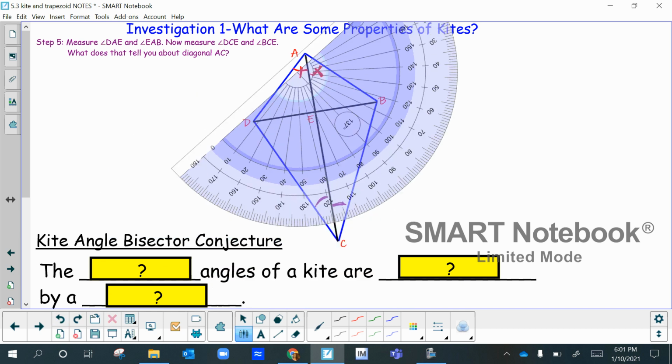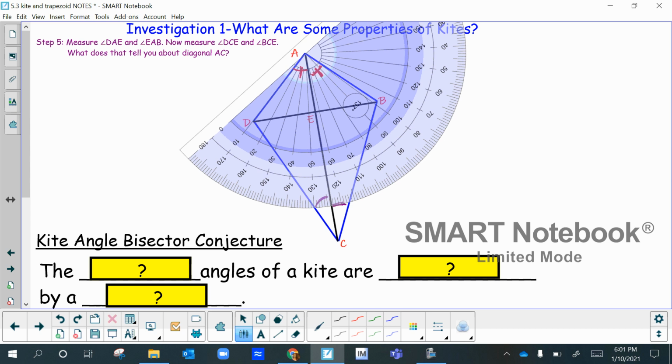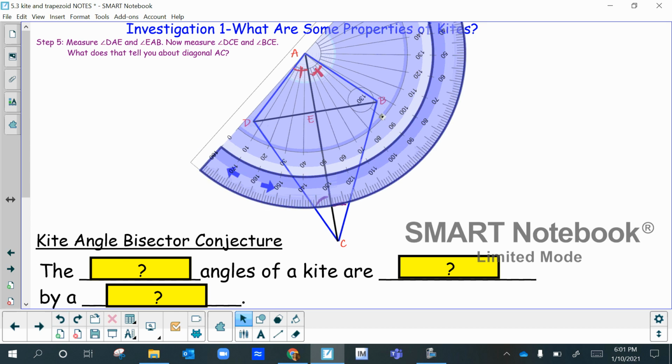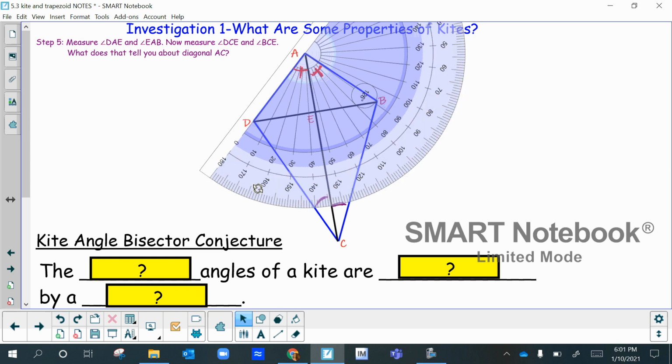I'm going to turn this around and line this up. Right there, it looks like this is about 46 degrees. And that looks like about 92. So 92, 46 and 46 make 92. So yes, those two red ones are congruent.